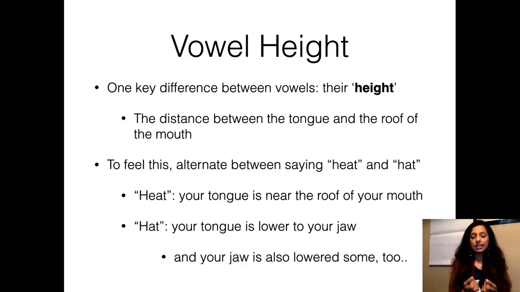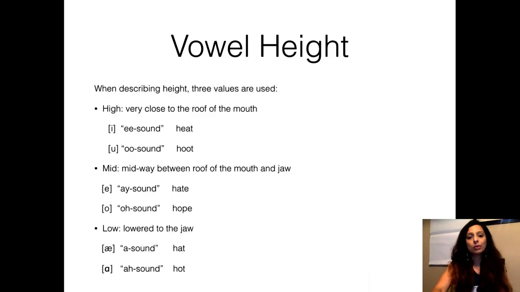So to get an intuitive feeling for this, let's repeat after me the 2 sounds, heat and hat. You can already see that your tongue is in 2 different positions when you're producing these 2 particular words of English. When you say heat, your tongue is near the roof of your mouth. And when you say hat, your tongue is nowhere close to the roof of your mouth. Your tongue is closer to the bottom of your mouth or the jaw.